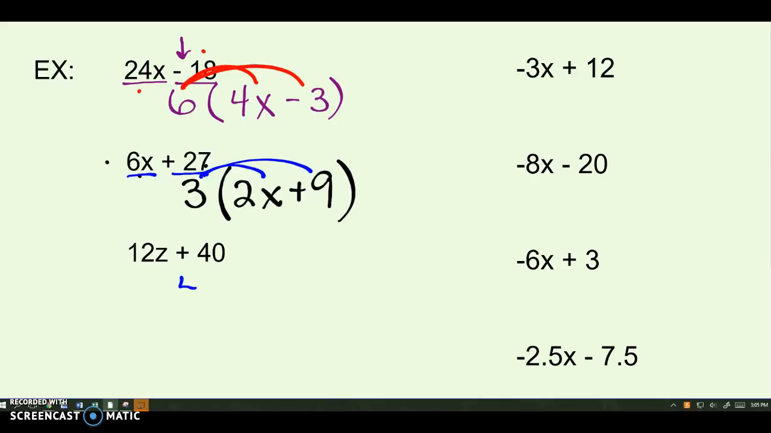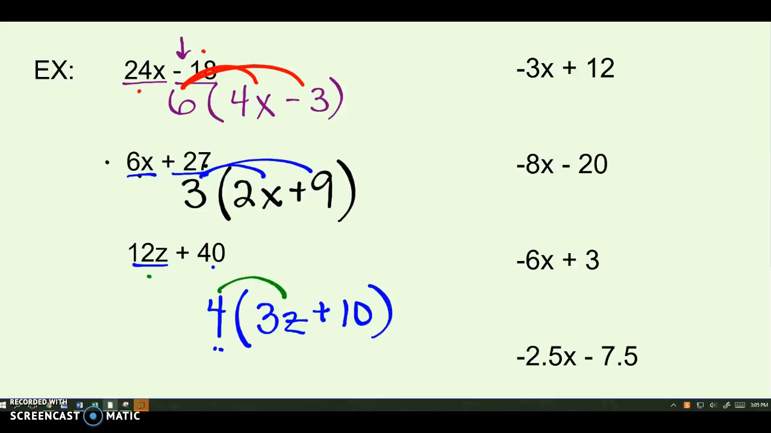4. So if I pull out the 4, give myself a little bit more room. Pull out the 4. So 12z divided by 4 would be 3z. And 40 divided by the 4 would be positive 10. And I'll check it just to make sure. 4 times 3z, yep, that's 12z. 4 times 10, yep, that's 40. So I know it's right.